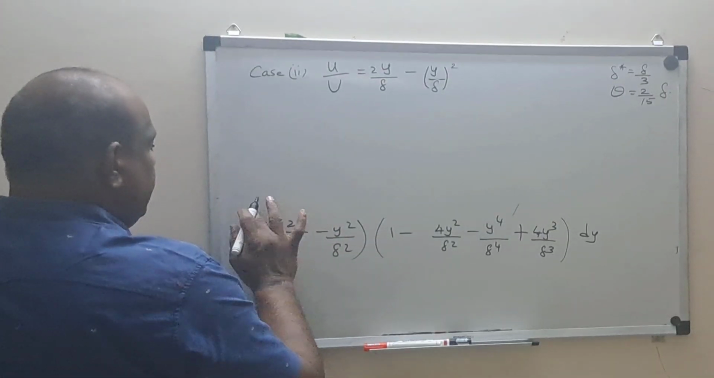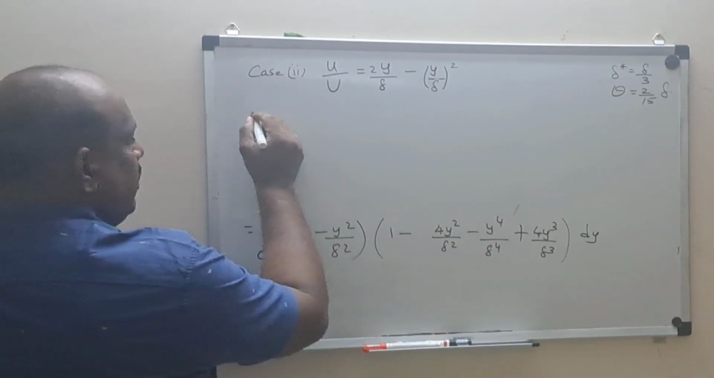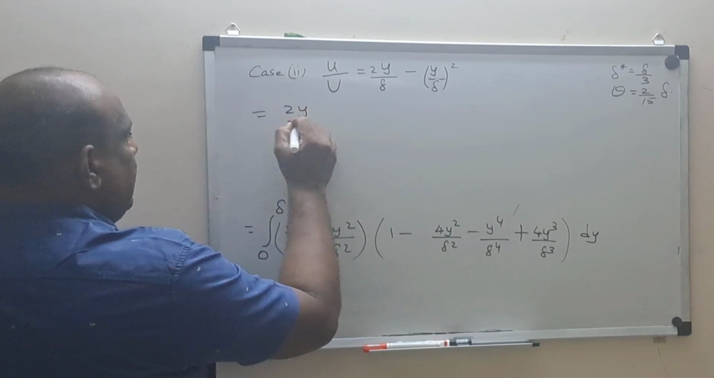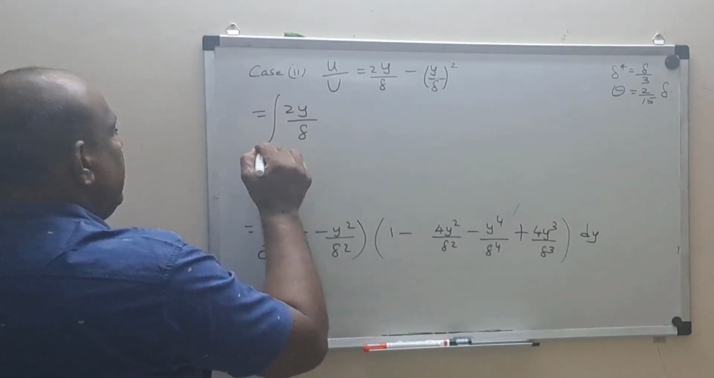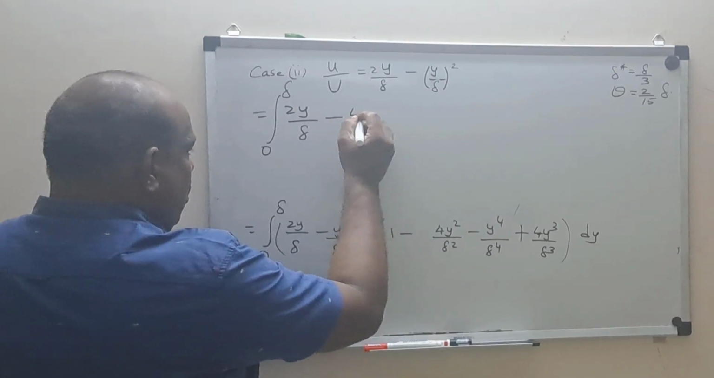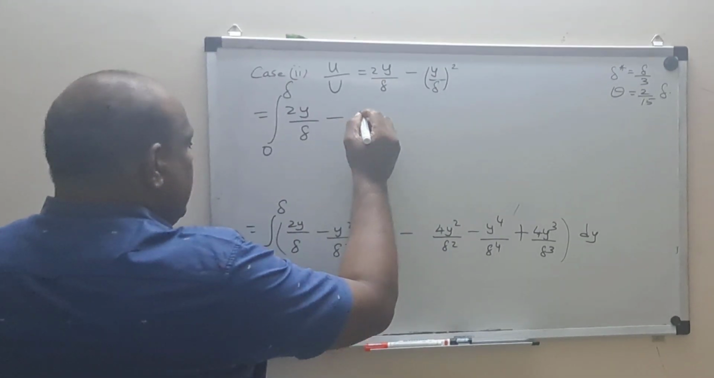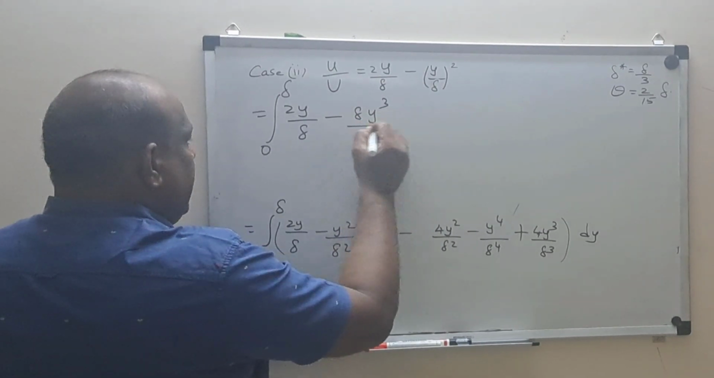0 to delta. First I multiply this term with all the 5 terms. So it becomes 2y by delta. Still I have not integrated, so you should be careful. Minus 4, not 4, 2 into 4 is 8. So 8y cube by delta cube.